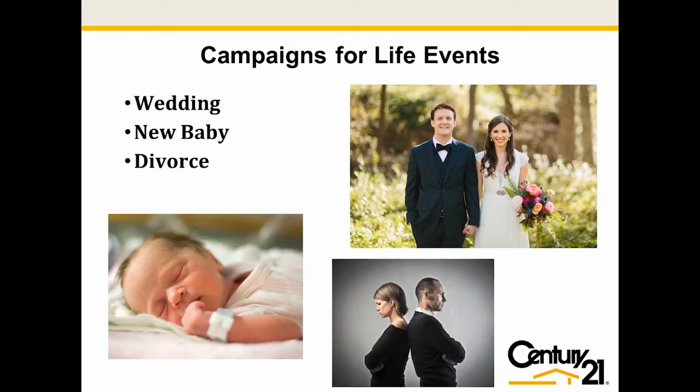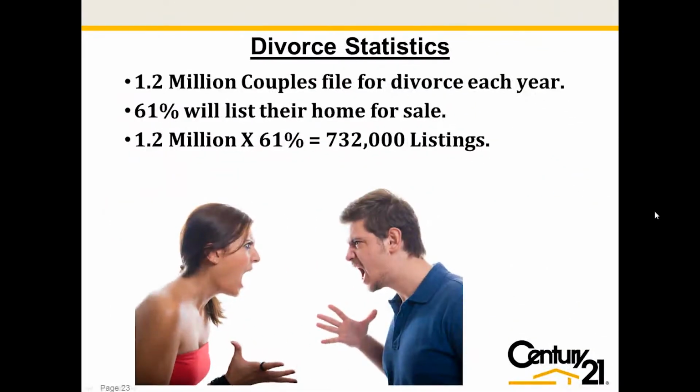When somebody gets married, they're likely to buy a house. When somebody has a new baby, they're likely to buy a house. And when somebody gets a divorce, they're likely to sell a house. So let's take divorce for a second. 1.2 million couples file for divorce every year. 61% will list their homes for sale. That means the United States next year, or this year, there are 732,000 potential listings, and you should get them.